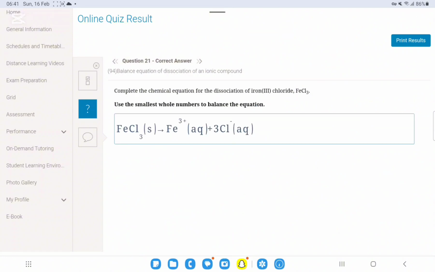Complete the chemical equation for the dissociation of iron 3 chloride, FeCl3. In this question, the only thing they didn't put is the 3 here. So FeCl3, we first see how many atoms of each we have: Fe 1 and Cl 3. Fe is balanced, since no coefficient means 1, and for Cl we have 3 atoms to begin with, so we need to put a coefficient of 3, and that's it.